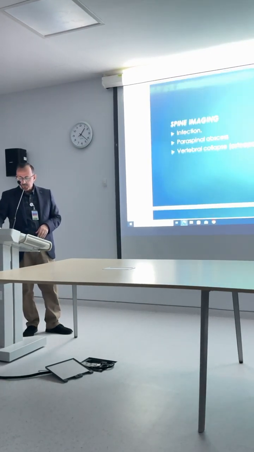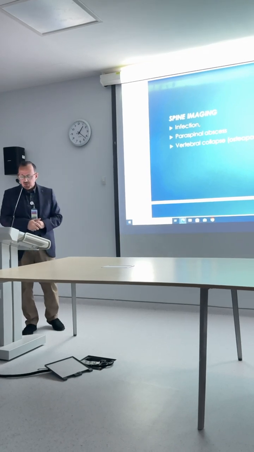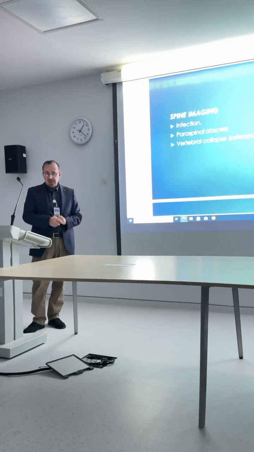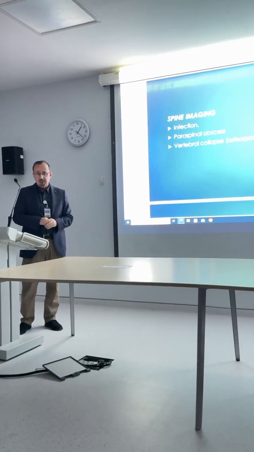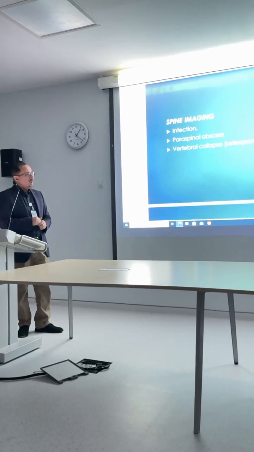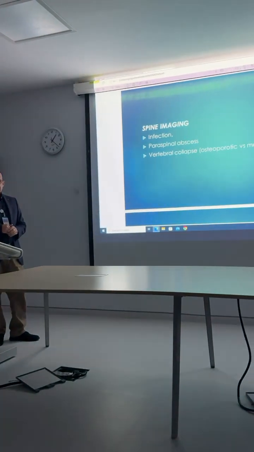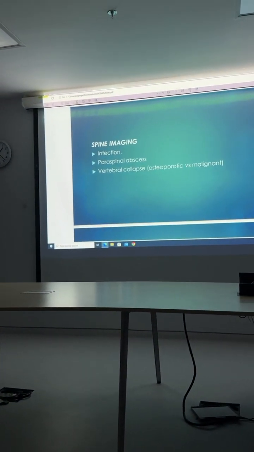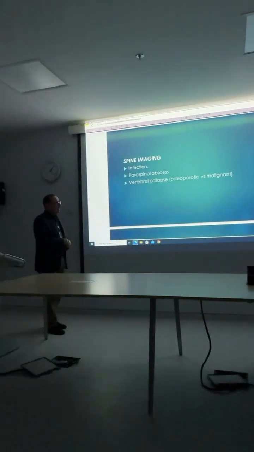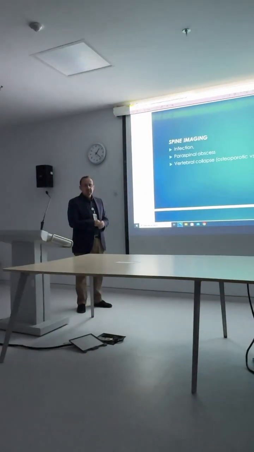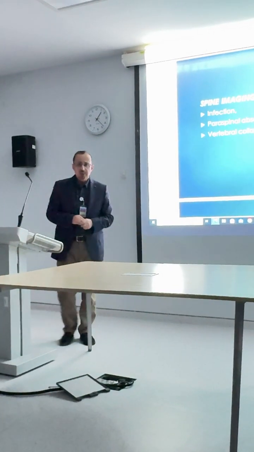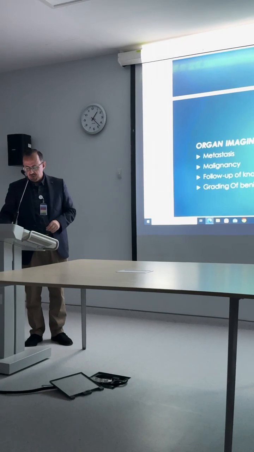Another useful application of DW images is in spine imaging. I'll summarize them in infection, Pott's disease, and other serious infections. They will become bright on diffusion images, to exclude collections around the spine, whether they are abscesses, seromas, infection or collections. The other important category is vertebral collapse, to differentiate between osteoporotic and malignant pathological collapses. Malignant is bright on diffusion, osteoporotic is not bright on diffusion.